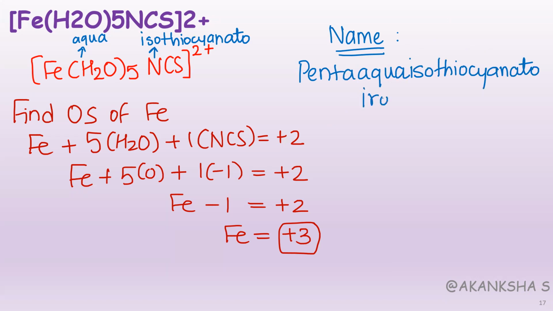Iron. Why iron? Why not ferrate? Because plus 2 charge. Now, if you wish to satisfy your teacher's wish, you can go for iron. I hope by now you might have understood how to name. And see, you understood this without even memorizing the rules of nomenclature.